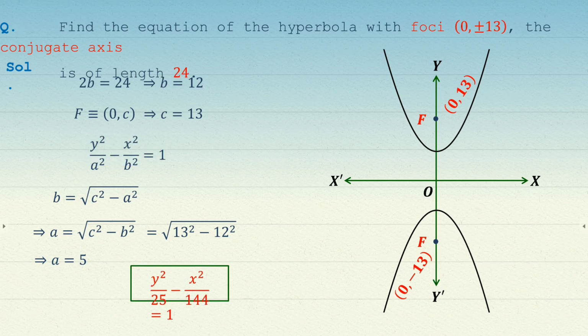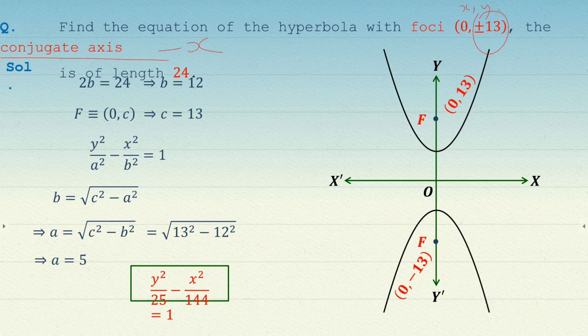Find the equation of the hyperbola with the focus (0, ±13). Since the ±13 is in y, what is my transverse axis? Y. So what is going to be my conjugate axis? X. The second one is very simple. Conjugate axis is X.